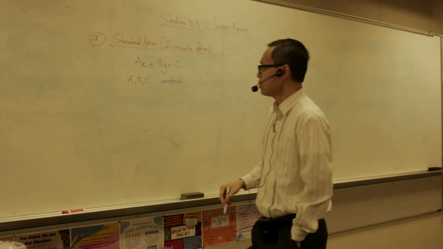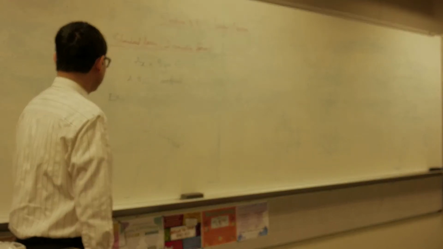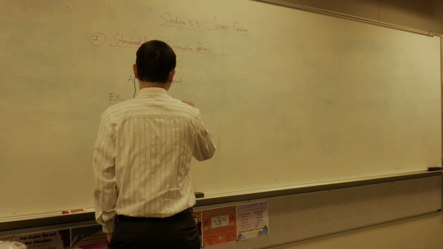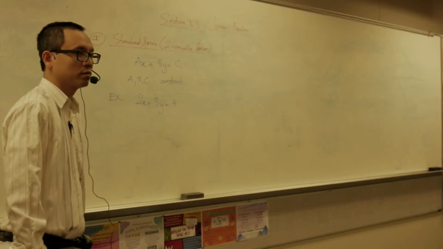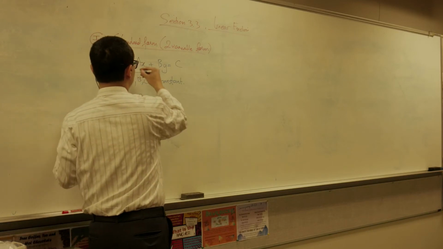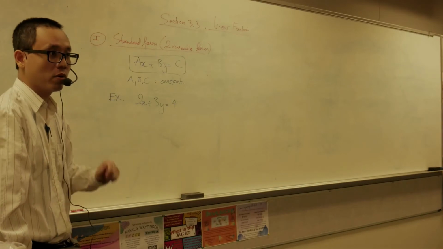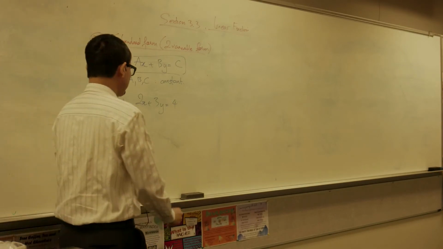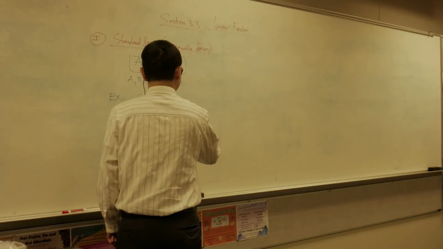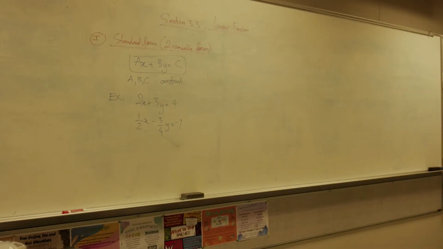Okay? I can give you an example like this. 2x plus 3y equals 4, for example. You look at this, and if you see it in this form, then you know right away that this is a linear equation, a linear function in two variables. Or I can have fractions. I can have 1 over 2x minus 3 over 4y equals negative 7, for example. This is also a linear function, or linear equation in two variables.